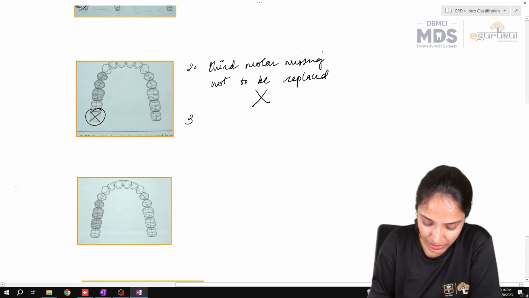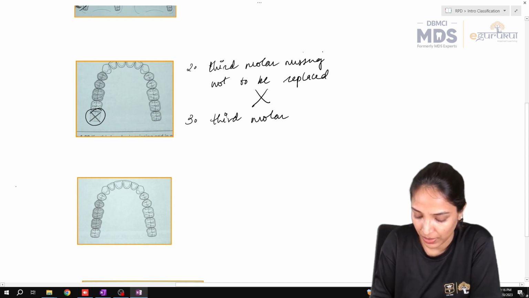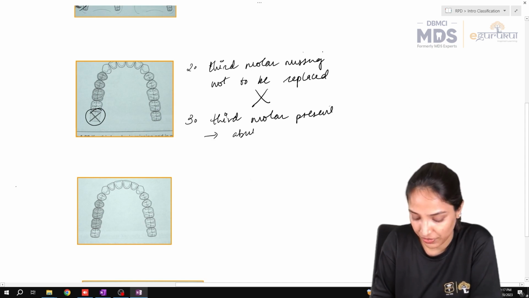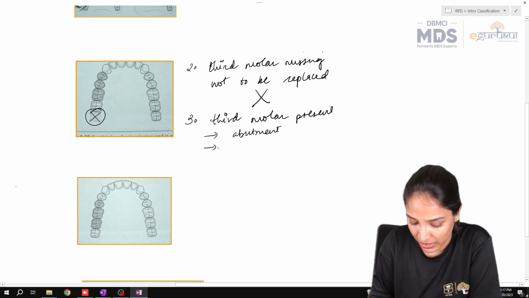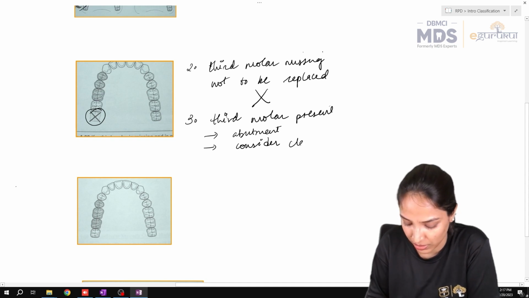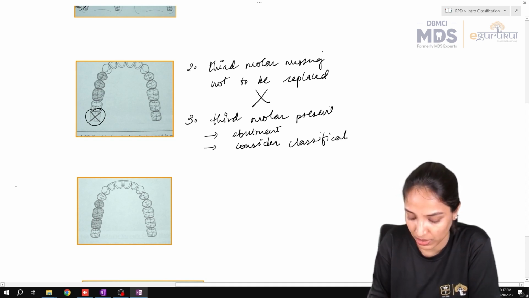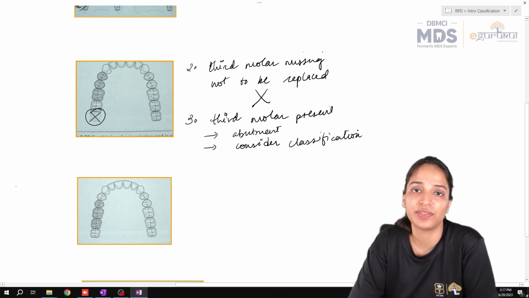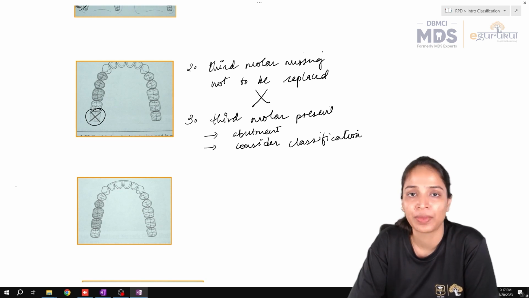Similarly, the third Applegate rule says that if a third molar is present and we are going to use it as an abutment tooth, then you consider it in your classification. Then you would 100% consider it in your classification. So that is how it goes. If your third molar is missing and not to be replaced, do not consider it in the classification according to Applegate rule number 2. But if the third molar is to be used as an abutment, then we consider it in the classification.